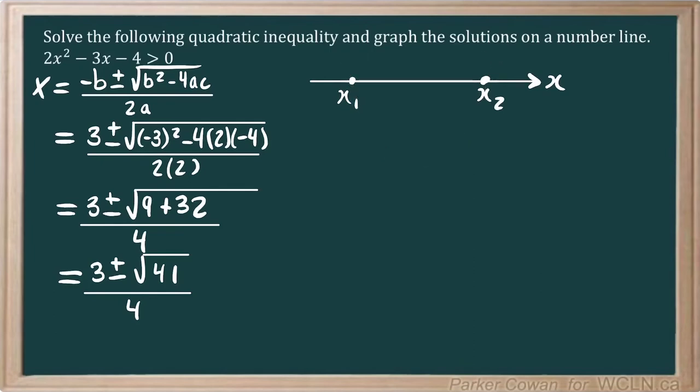So when we draw our number line, we're essentially going to be looking for everything to the right of x2 and to the left of x1. And we also just need to note that we're using a greater than sign, not a greater than or equals to. So we got to use a hollow circle. Okay.